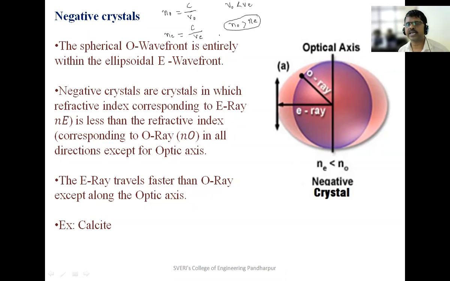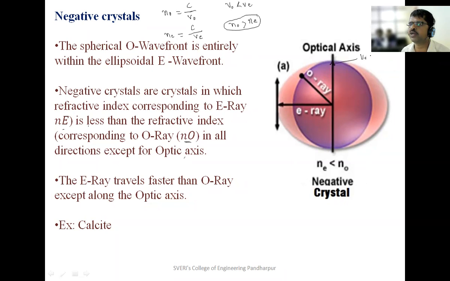Second point. In negative crystals, the refractive index corresponding to the E ray, that is the extraordinary ray, NE, is less than the refractive index of the ordinary ray, N0, in all directions except along the optic axis. Except along the optic axis, what did I say? See, along the optic axis, in this direction, both are the same.